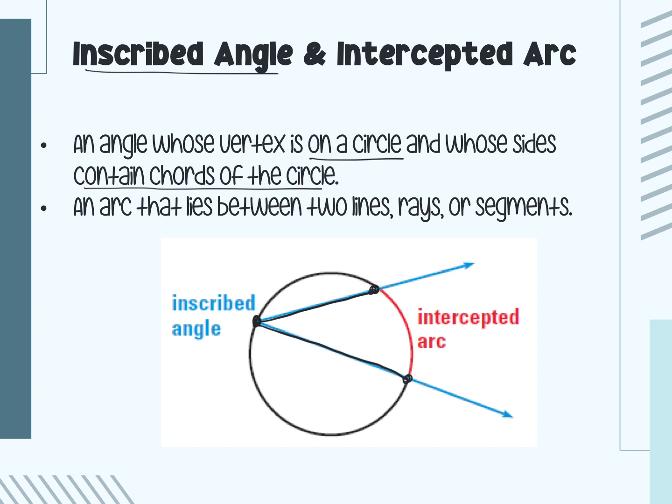An intercepted arc is basically the arc piece that is kind of trapped in between those two angle sides. It's this piece right in here, right? It's the part of the circle that's sort of trapped, and so we call that the intercepted arc.